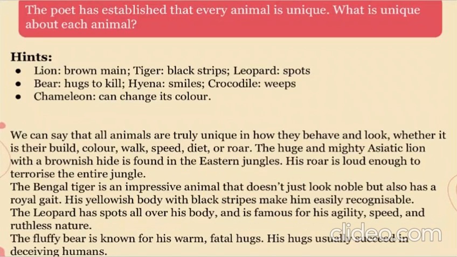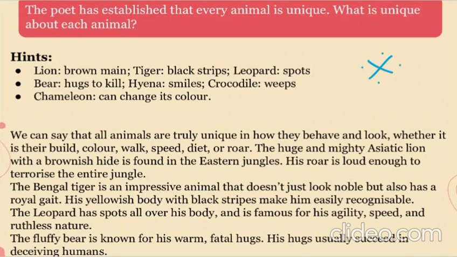Next, the last question, an important question. The poet has established that every animal is unique. What is unique about each animal? Now I'll explain this in short. You can read this. Why did the poet say that all the animals are unique? First, it mentioned the lion.